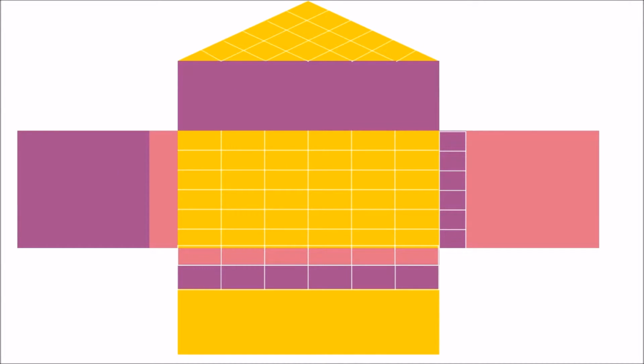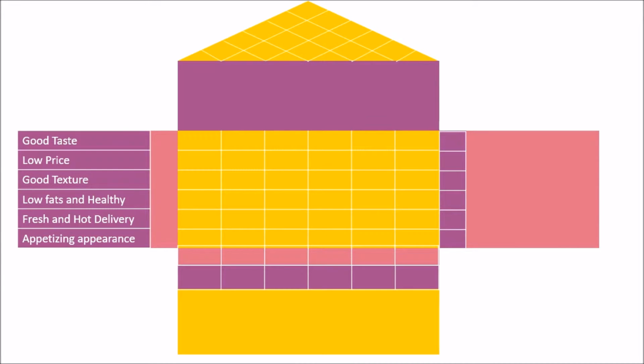We are going to take an example of a pizza business, and first we are going to look at the customer requirements. Now we have 6 customer requirements here. First is good taste, then we have low price, then good texture, then low fats and healthy pizza, fresh and hot delivery, and appetizing appearance. Here we have the importance rating for each of these customer requirements from numbers 1 to 6. For good taste we have 6, for low price we have 5, for good texture we have 1, and so on.